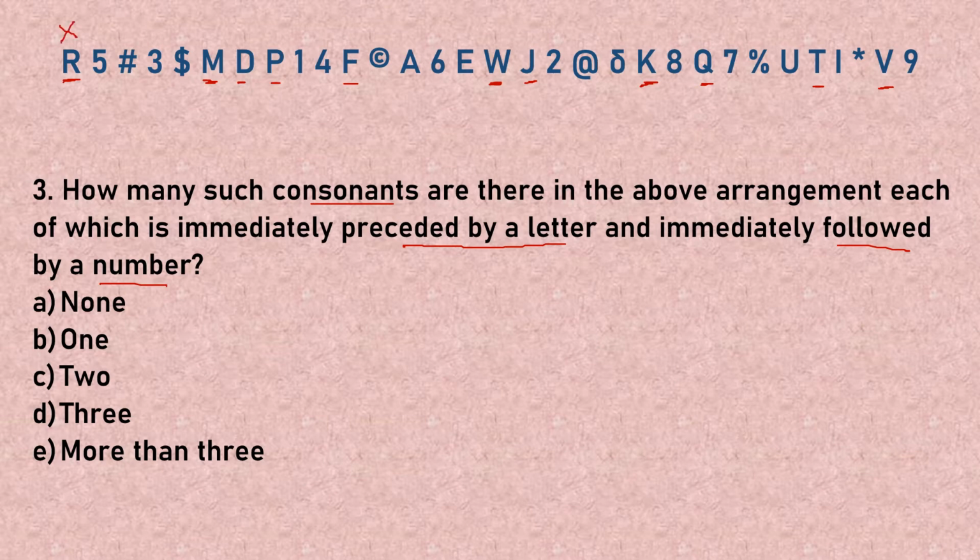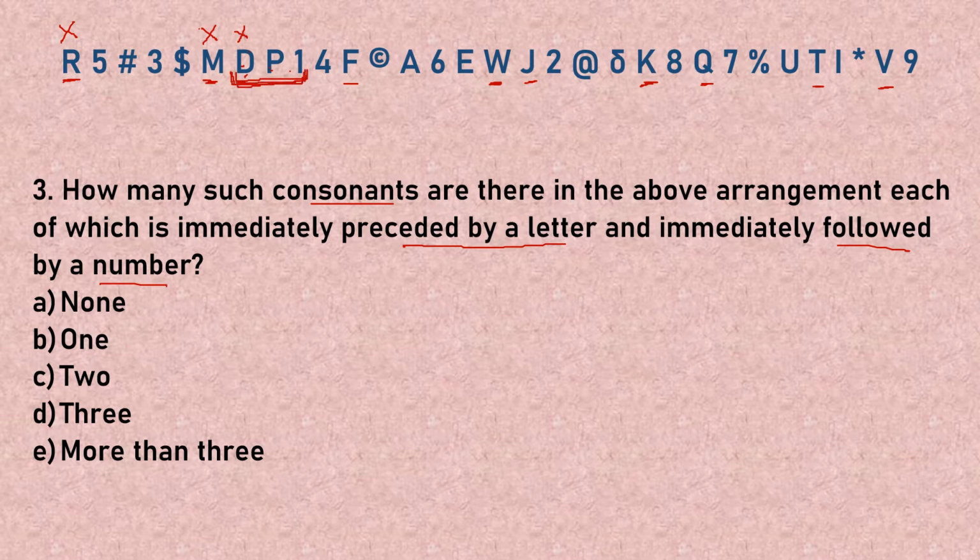So R cancels out. M is preceded by a letter but not followed by a number, so this is also skipped out. P is preceded by a letter and followed by a number. So yes, this is our first correct option.